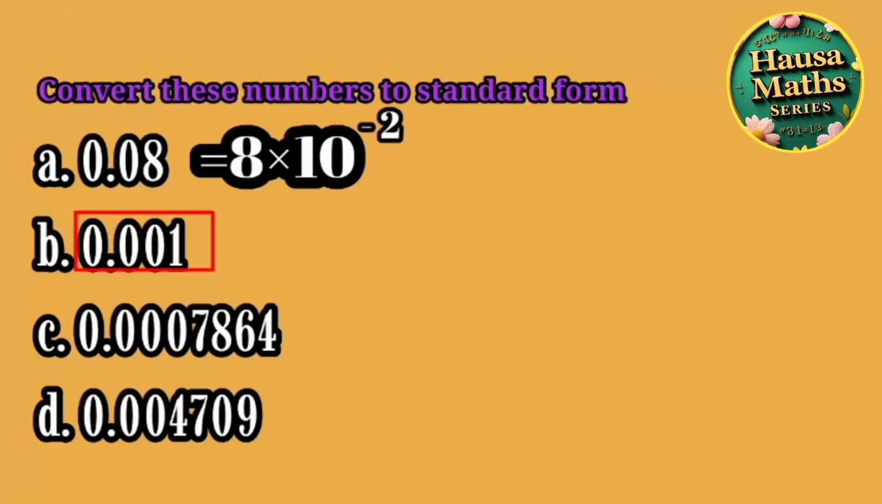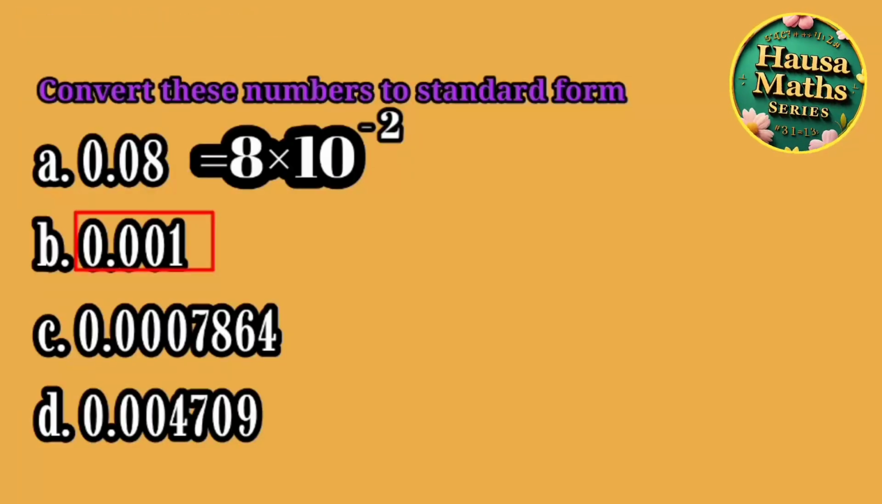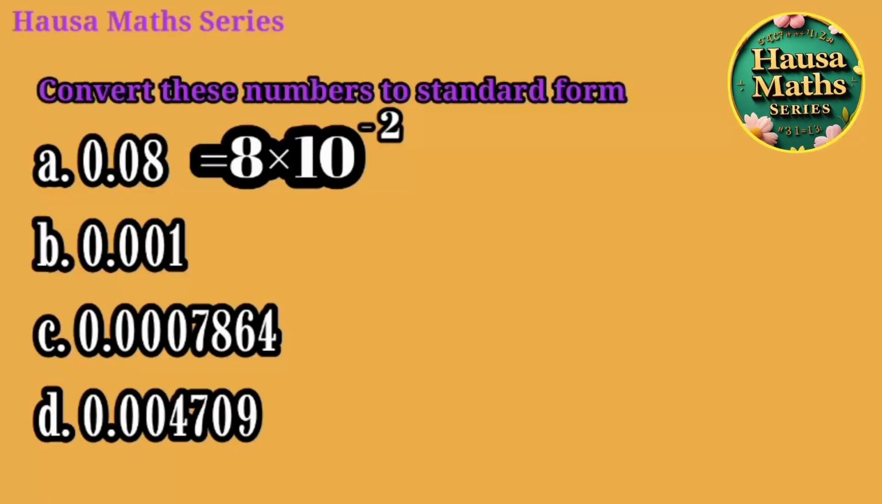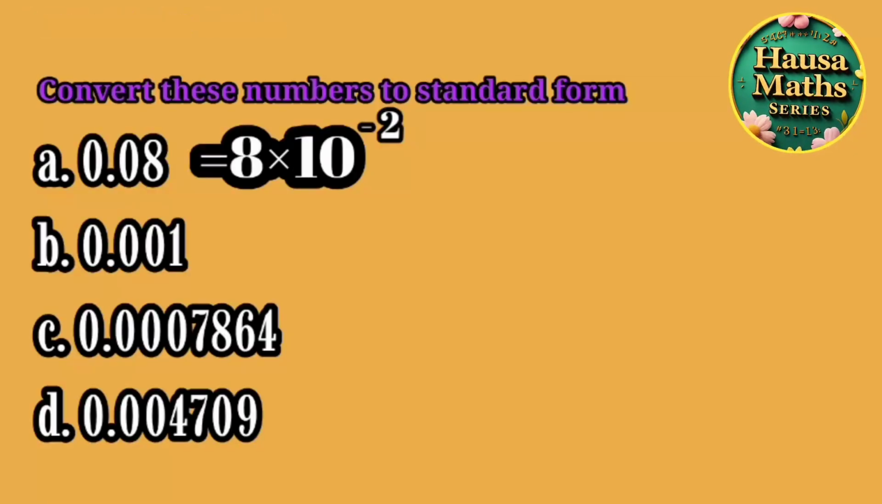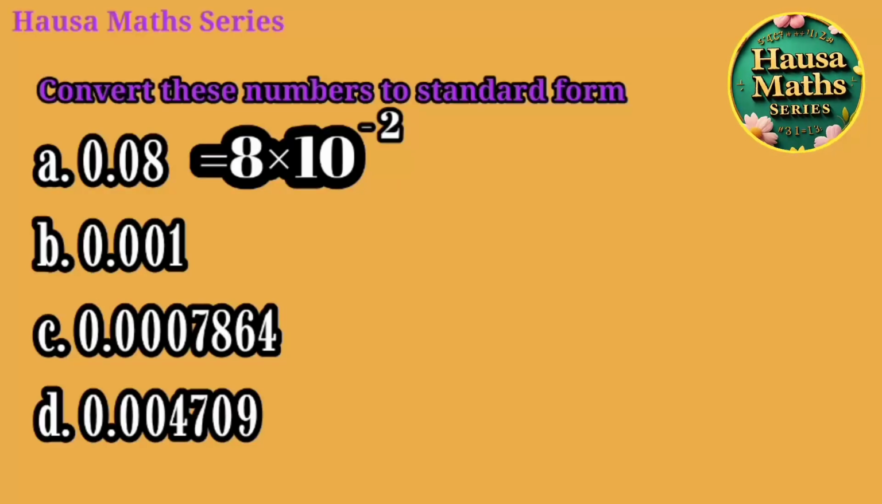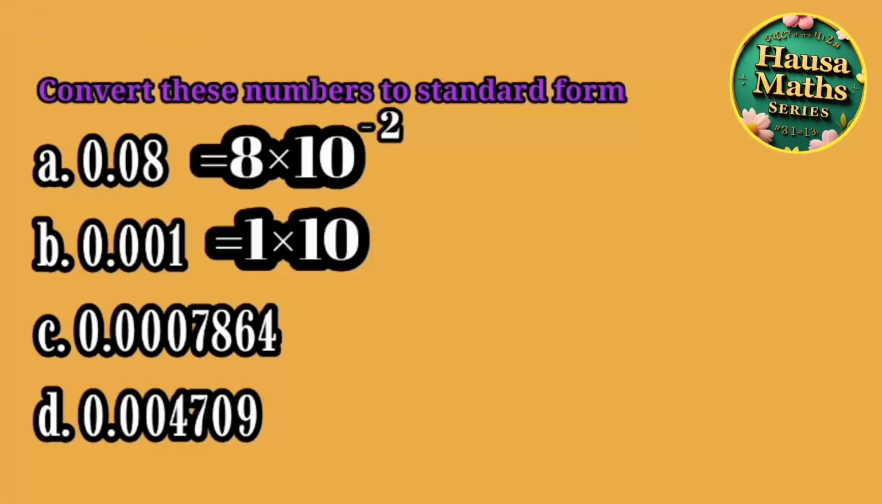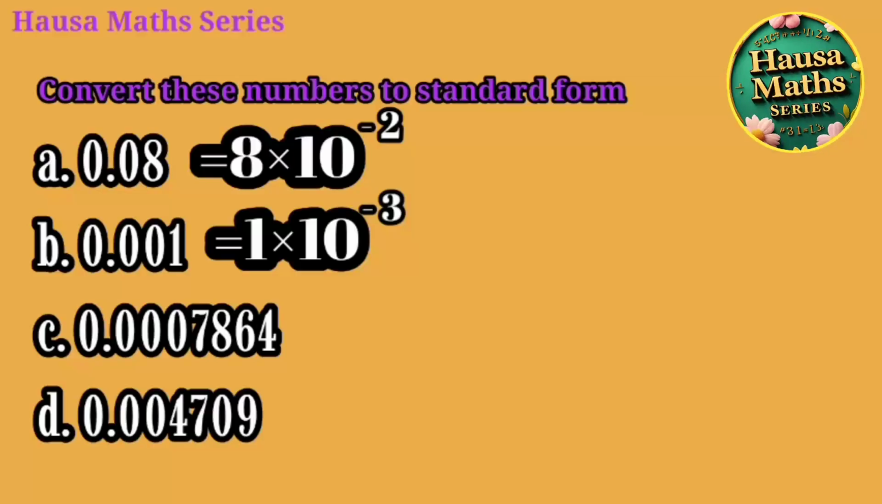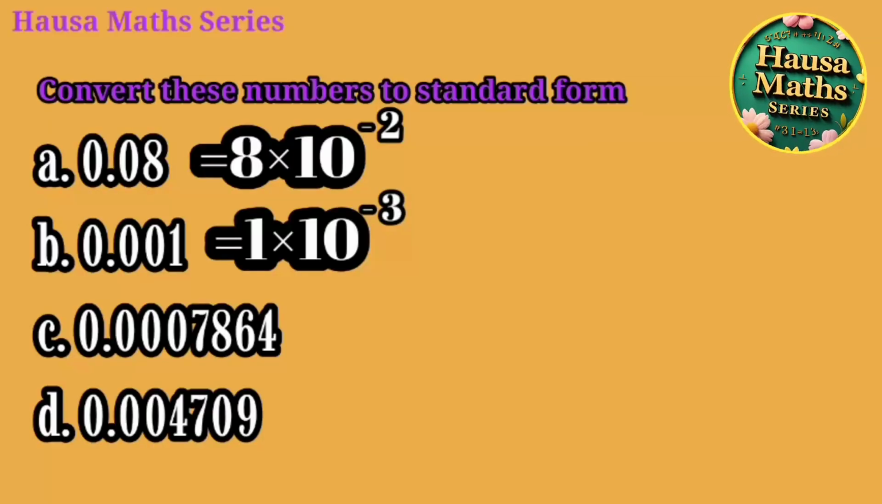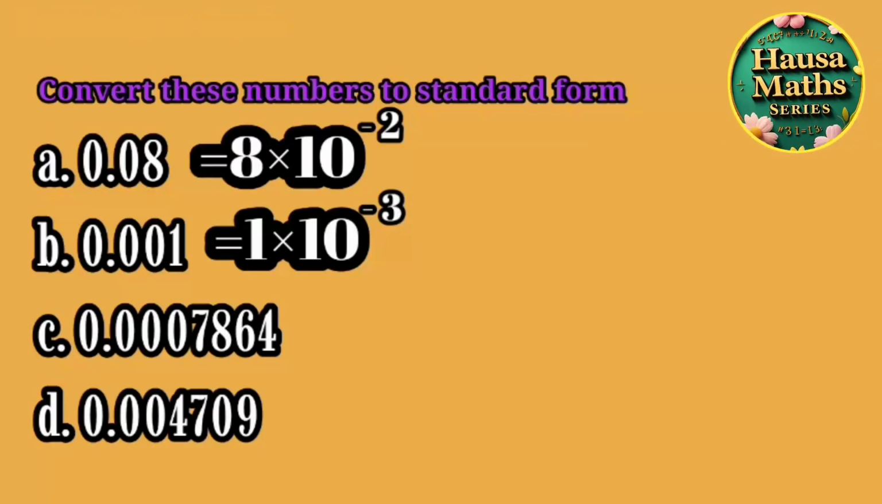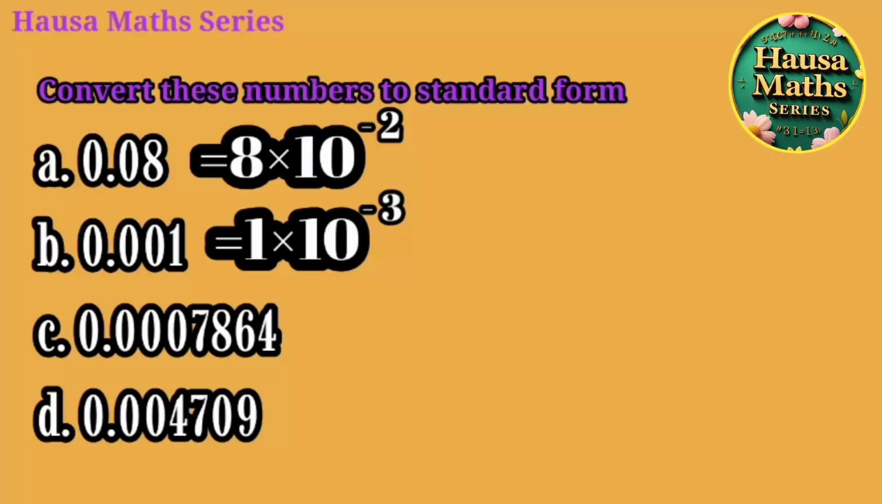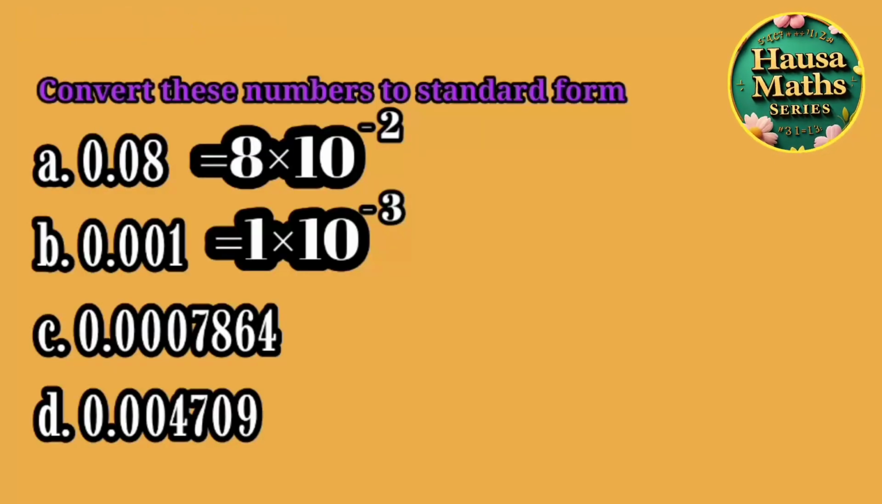Then B, it is similar to the first one. This one has no other number, only 1. So it is the first significant number. The standard form of this is going to be 1 multiplied by 10 raised to the power -3, because the point crosses 3 numbers. It crosses 0, 0, 1. So we have only 1 multiplied by 10 raised to the power -3.